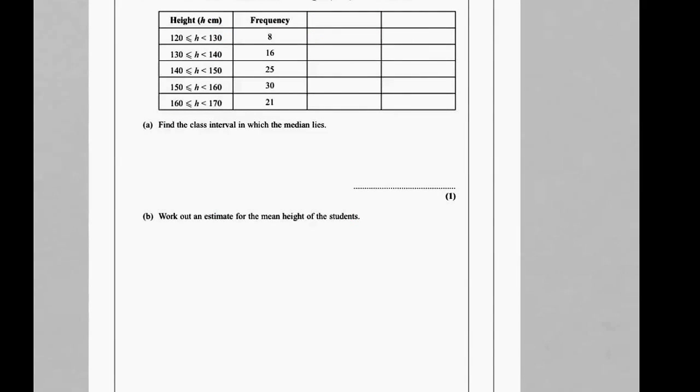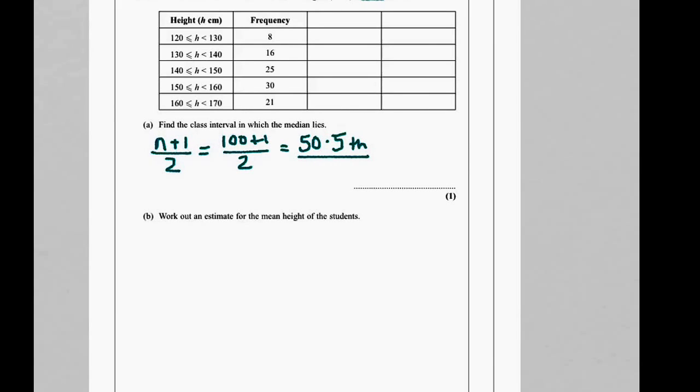Question 18. The table shows some information about the heights H of 100 students. That's going to be important. So there were 8 students between 120 but less than 130 centimetres. Find the class interval in which the median lies. The median is the middle value, so I'm going to use n plus 1 divided by 2, which gives me 100 plus 1 divided by 2, which gives me 50.5. Now that is the position of the median. I am looking for the 50.5th value.